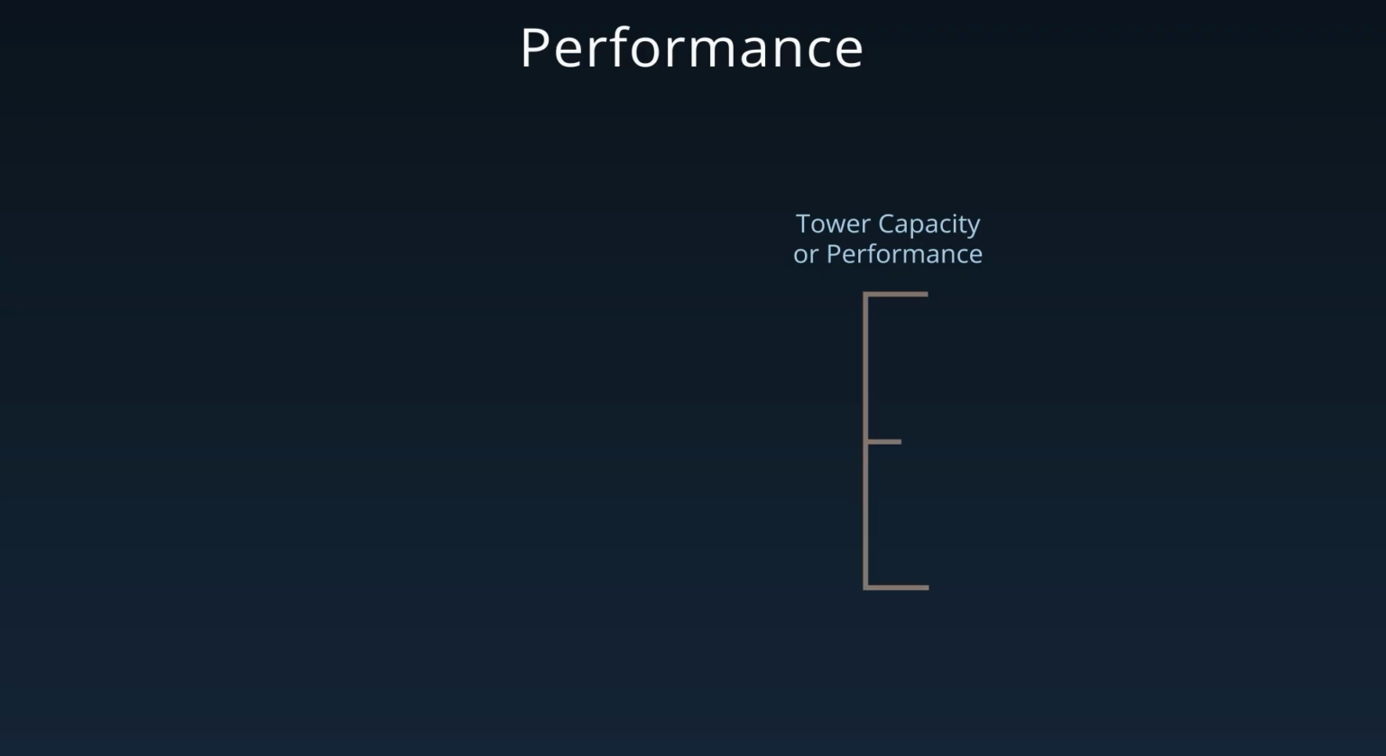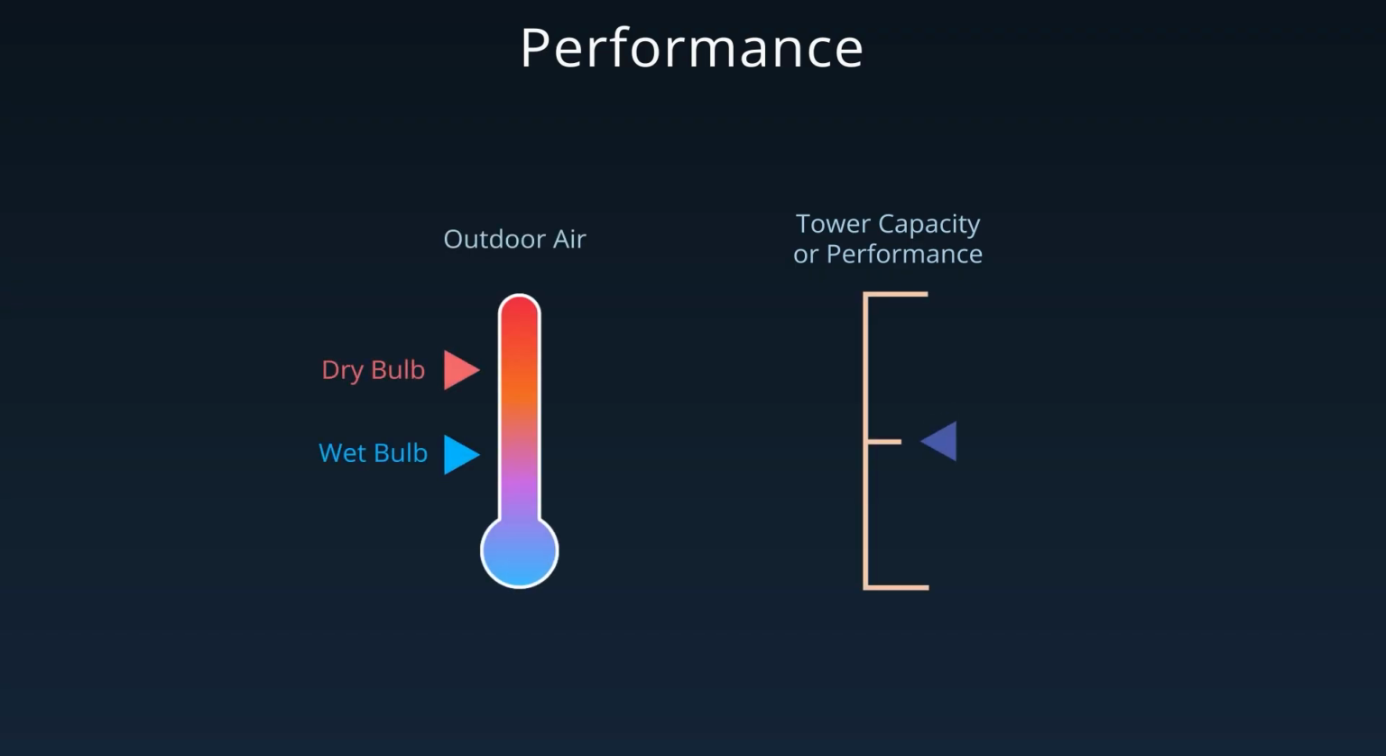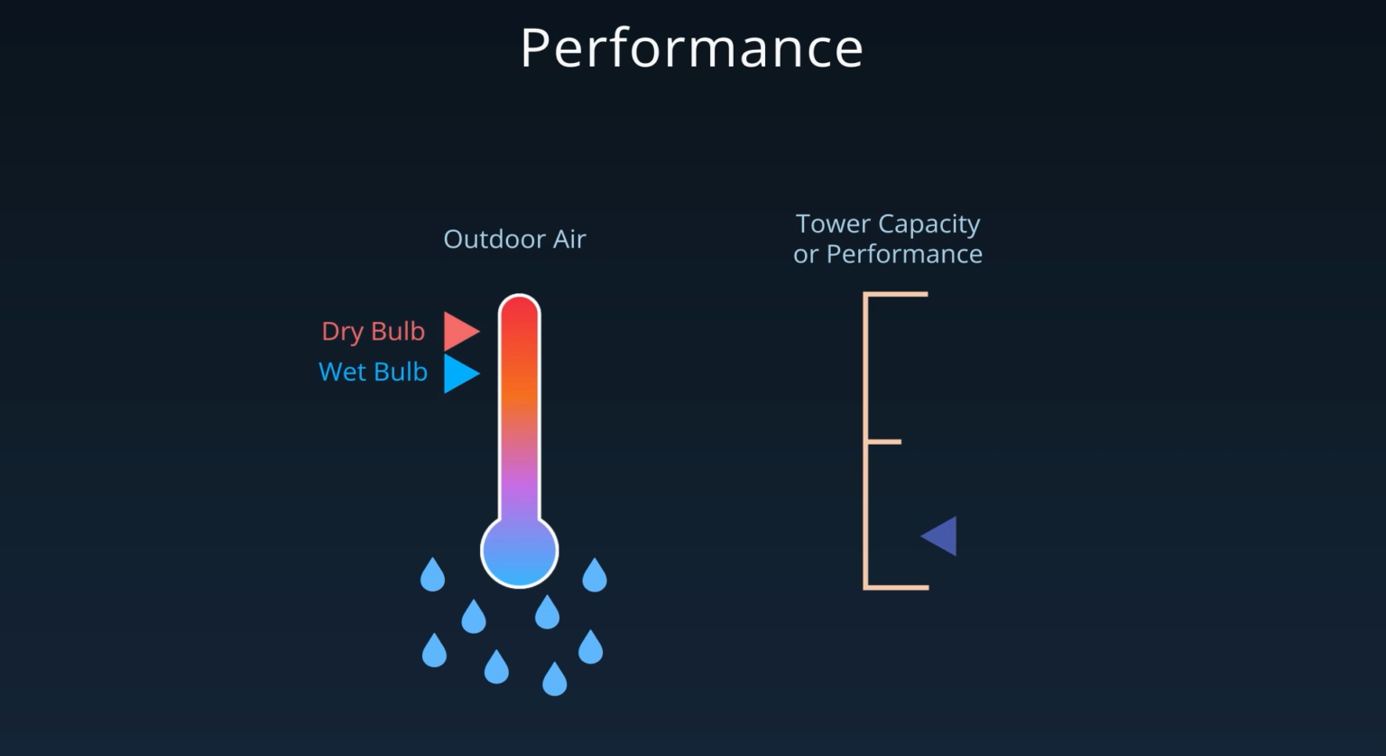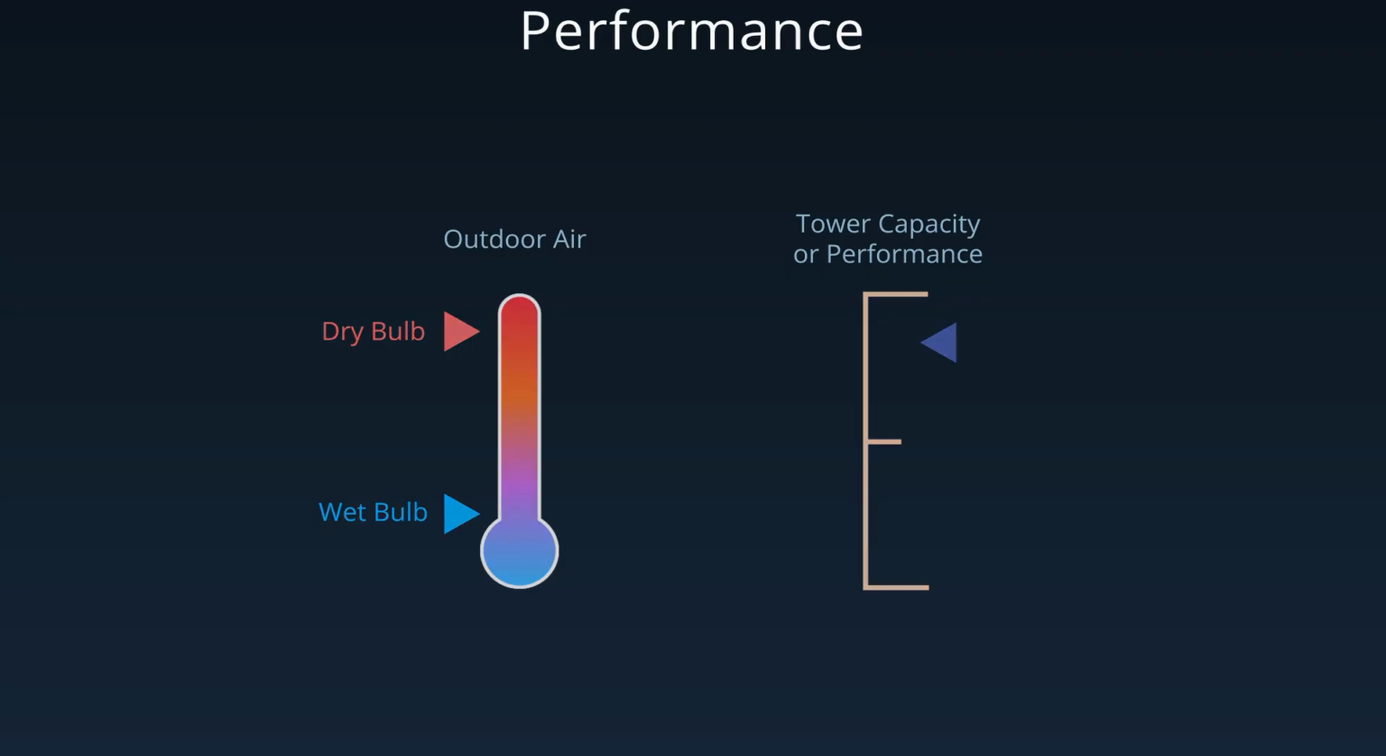Cooling tower capacity and performance depend on the outdoor wet bulb temperature. In hot, humid climates, towers can't cool water as effectively because the air is already close to saturation. In dry climates, they perform very efficiently, but water use is higher due to increased evaporation.